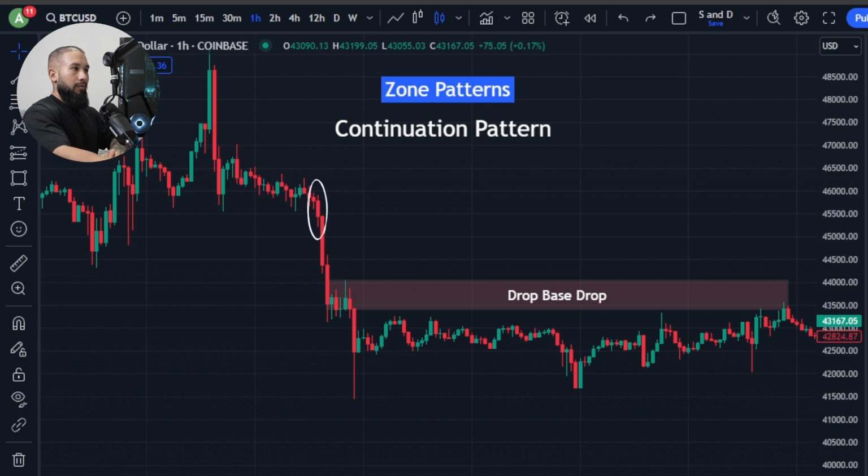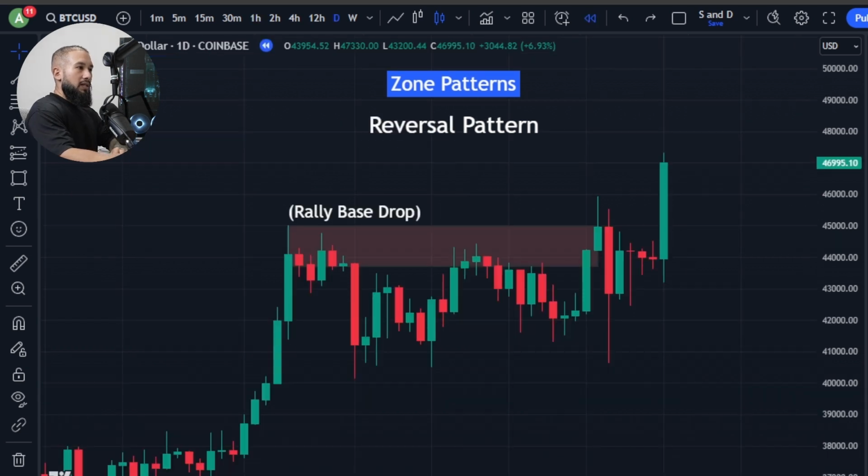We can see we have our imbalance candle here, followed by a base that is formed, and then a drop caused by another imbalance candle. For our bases in all of these zone patterns, the bases are going to be created with 50% candlesticks. The second type of pattern we have is a reversal pattern. Here we have an example of a reversal pattern for a supply zone. It's called a rally base drop. So you see we have a rally, then a base is formed, and then we have a drop.